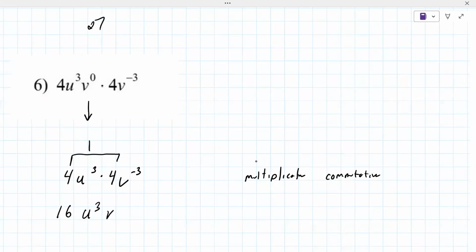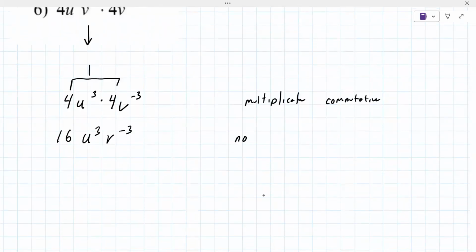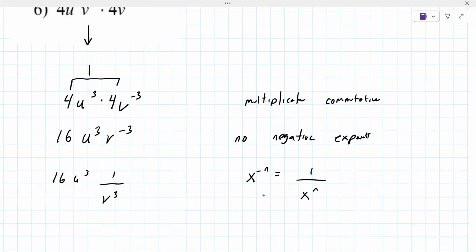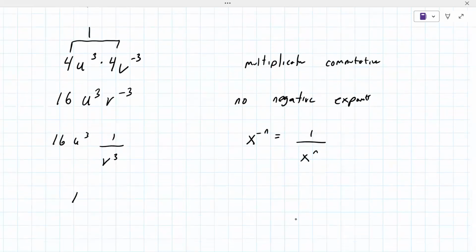16u cubed v to the minus 3. Now, somewhere in your worksheet, it probably says, you might have heard this in class, no negative exponents. Sounds very harsh, but that's the whole point of this, to follow the rules. Anything to a negative exponent ends up being 1 over the same thing to the positive exponent. So this v to the minus 3 is really 1 over v to the power of 3. So all this becomes 16u cubed on top over v cubed on bottom.